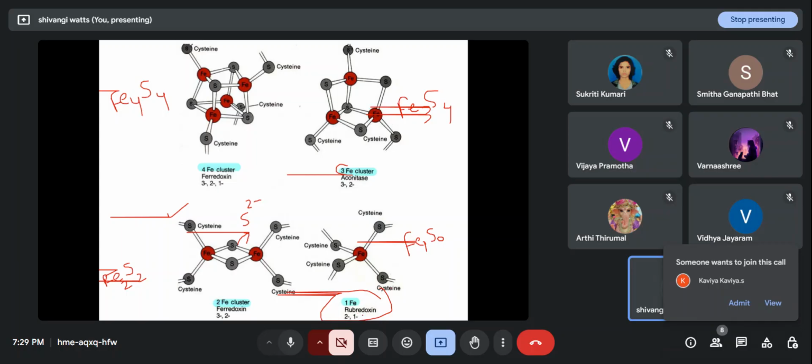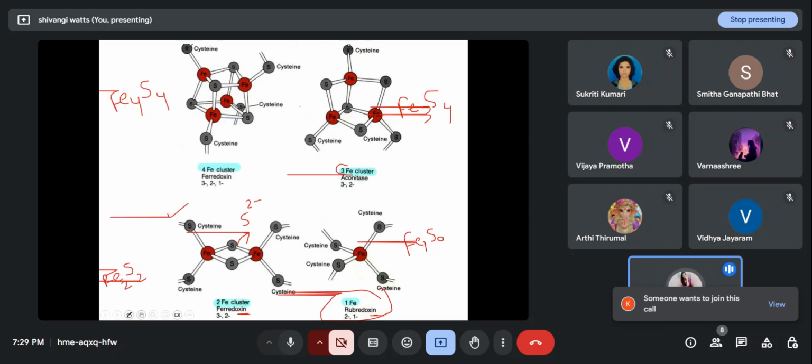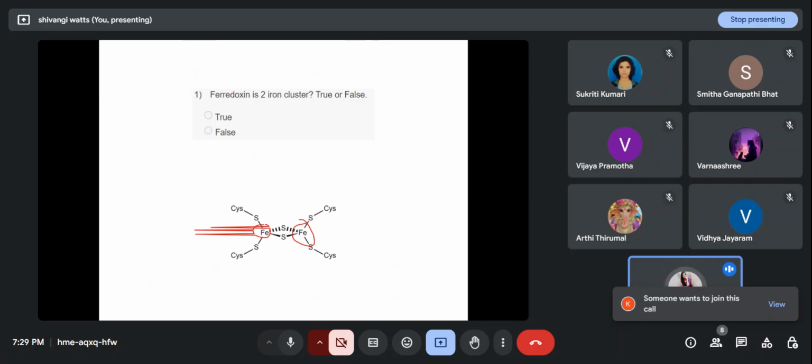Where there is one iron and zero inorganic sulfur, we call it rubredoxin. Here we call it ferredoxin, Fe2S2. Here it is aconitase, and here it is ferredoxin again. They are asking whether ferredoxin is a two iron cluster. In ferredoxin there are two iron atoms, so this statement is true. Ferredoxin is a two iron cluster, Fe2S2.